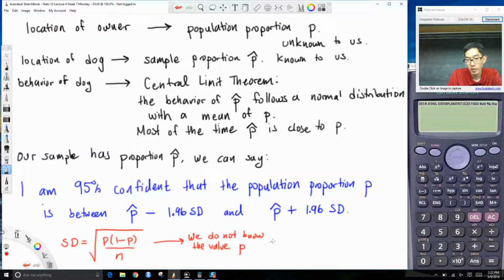Okay. So what we're going to do is we're going to plug in our best guess for p. What's our best guess for p right now based on our data? P hat. Okay, so we're going to plug in p hat instead. And then you might ask, well, doesn't that throw things off? And the answer is yes and no.